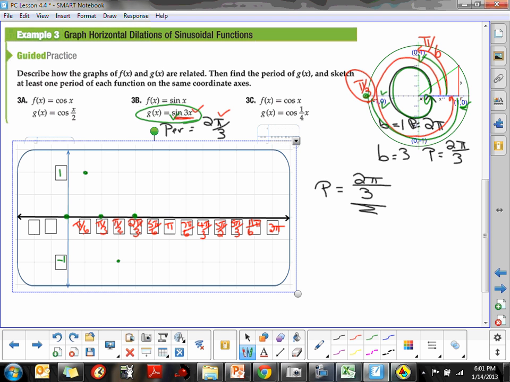Now we're going to do it again. We're going to repeat those values. A quarter of a turn, we should be at its highest point. Another quarter of a turn, we're at 0. Quarter of a turn, we're at negative 1. Quarter of a turn, we're at 0. We can do it again. Quarter of a turn, we're at positive 1. Quarter of a turn, 0. Another quarter of a turn, negative 1. Quarter of a turn, we're back to 0. So here's our curve with a period of 2π/3.